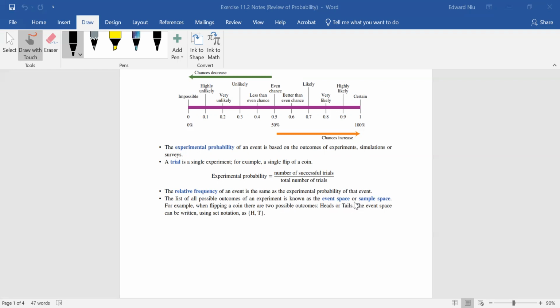Lastly, here we have event space or sample space. This is basically the total outcomes that can occur during our trial. So if we're flipping a coin, heads or tails, that is our sample space, and we can write it with the squiggly brackets H, T, H for heads, T for tails.